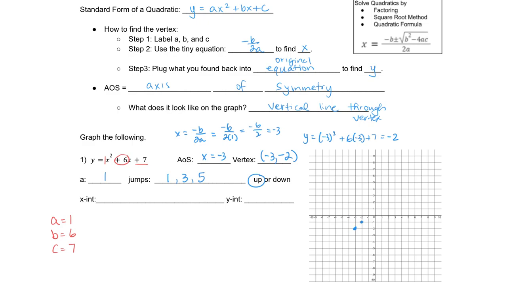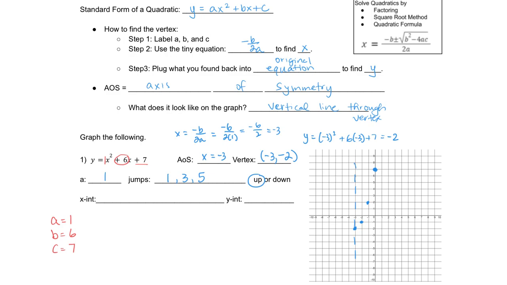And then from that point, I'm going to go up 3 and to the right 1 and put a point here. And from that point, I can go up 5 and to the right 1 and put a point right here. And I can use my axis of symmetry. Remember, my axis of symmetry goes through the vertex, through the center of our parabola.